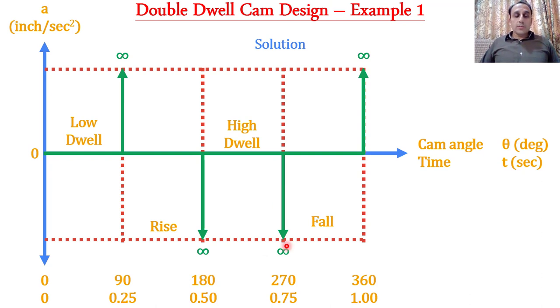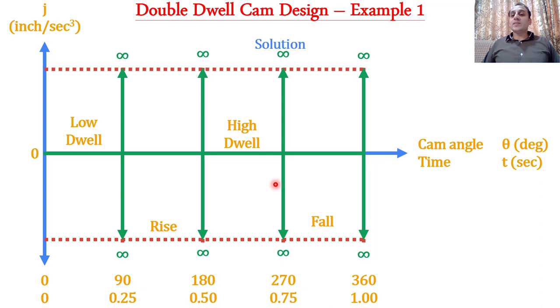So now what will we get? We will get the jerk diagram. Whenever there is infinite acceleration, we will get infinite jerk as well, but in both directions, positive and negative. So this is the jerk diagram. Okay, so this is the very basic cam design, which is not acceptable. Now we will analyze this SVAJ diagram, and then we will see why this cam design is not acceptable.